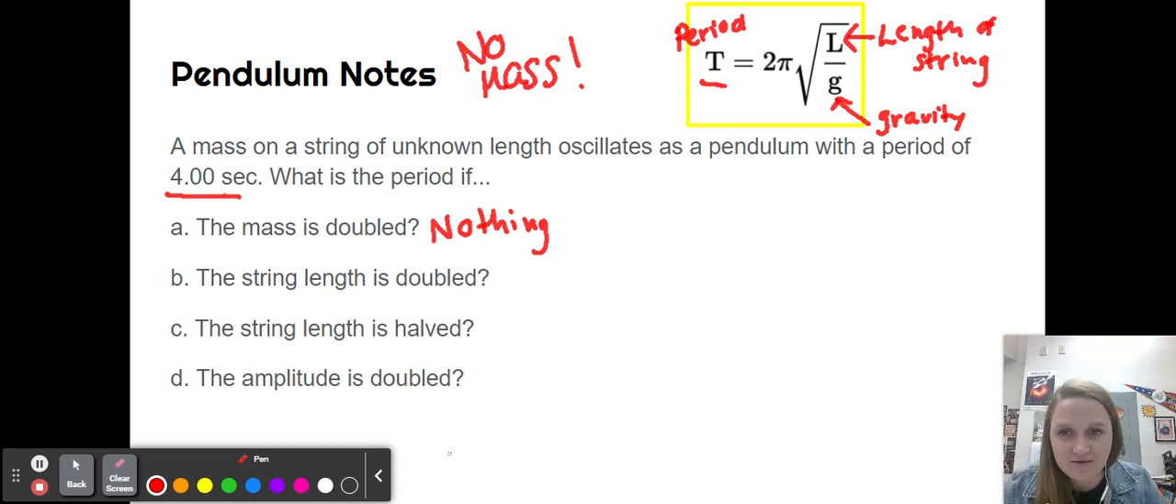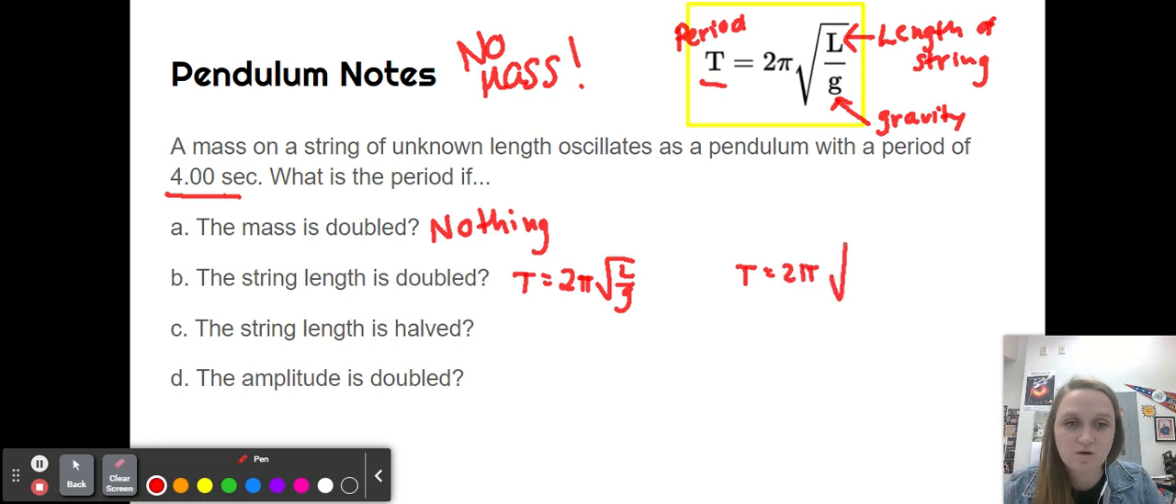Now let's look at the string length. We don't know the length of our string right here, but in my original situation, I've got T equals 2 pi square root of L over G. Now in this new situation, T equals 2 pi square root of 2L over G. What's going to happen to my period? Well, it's going to be the square root of 2 times longer than my original period.